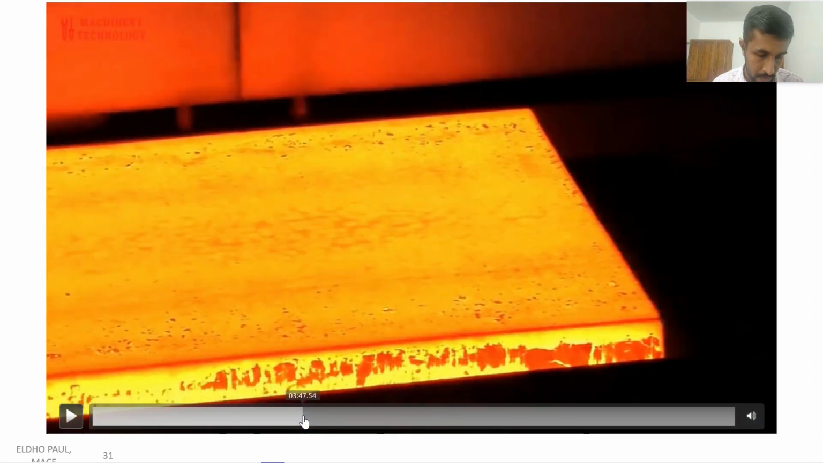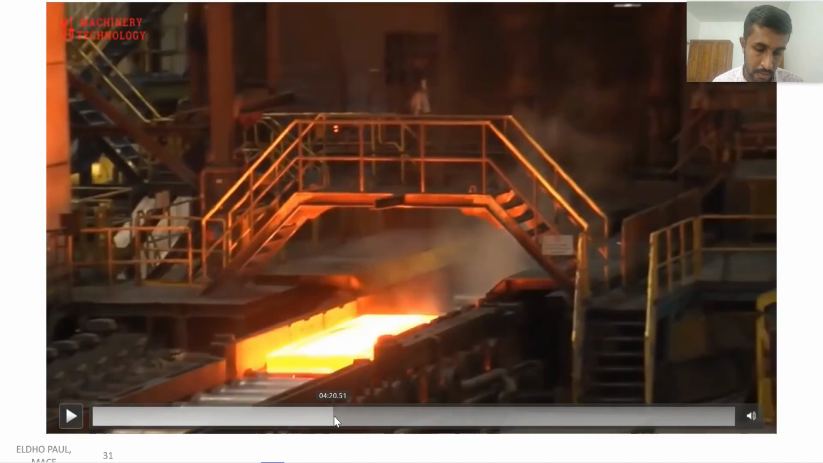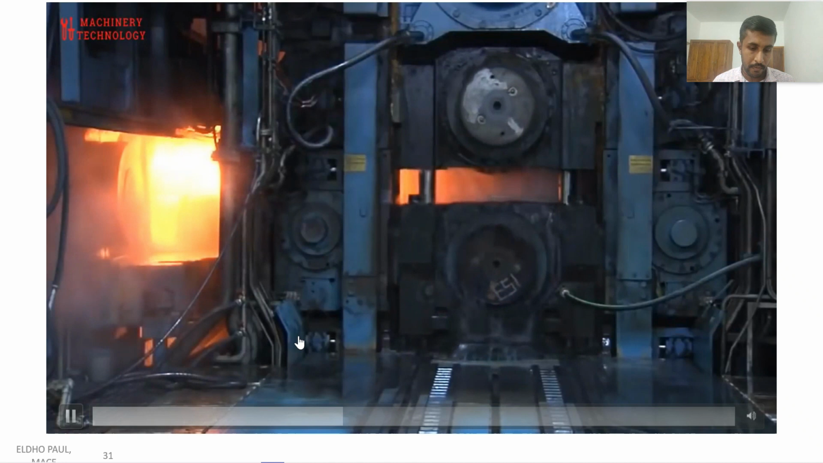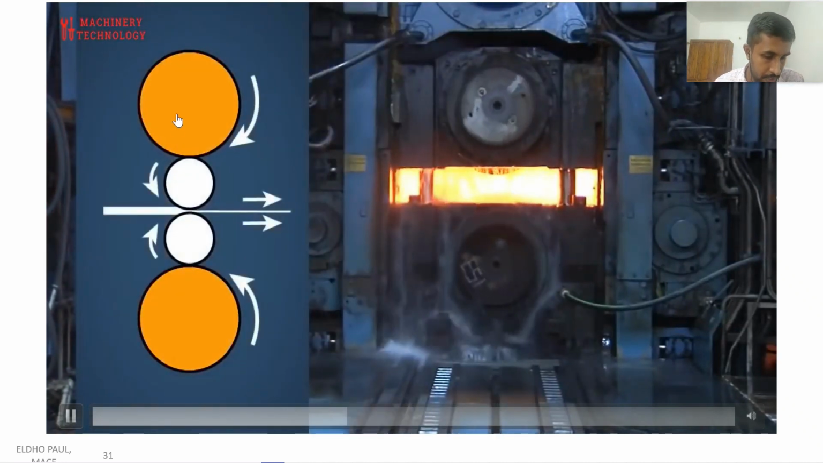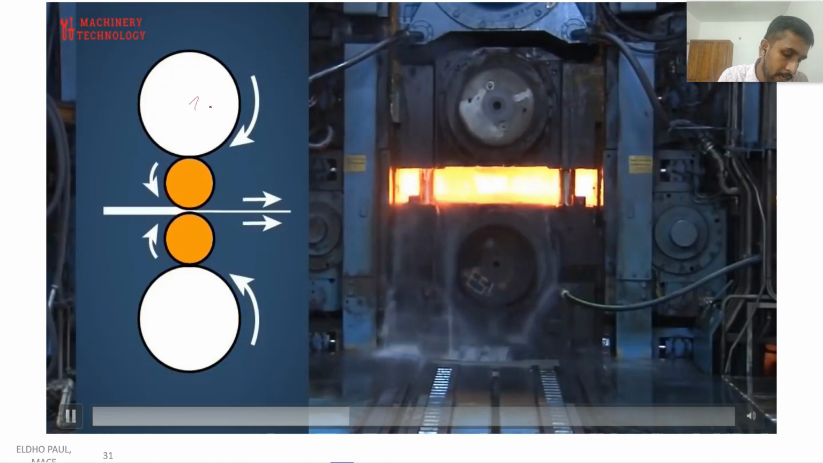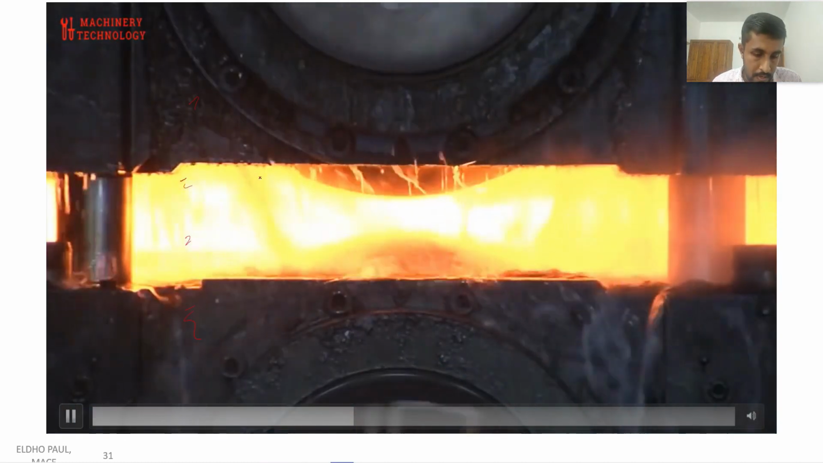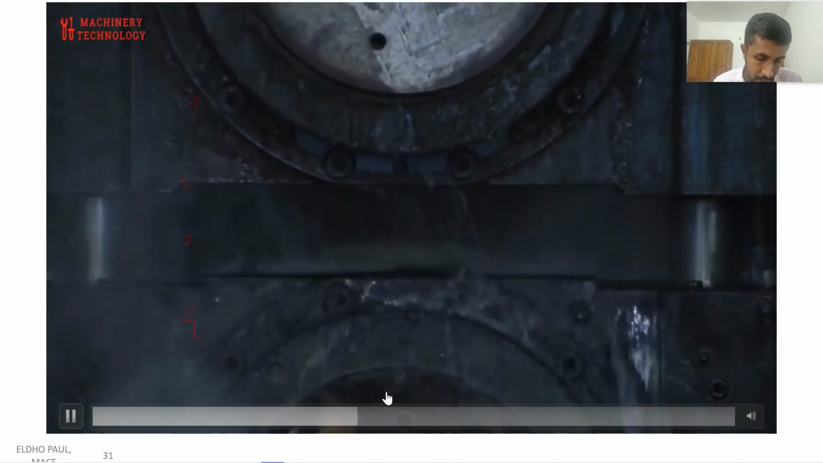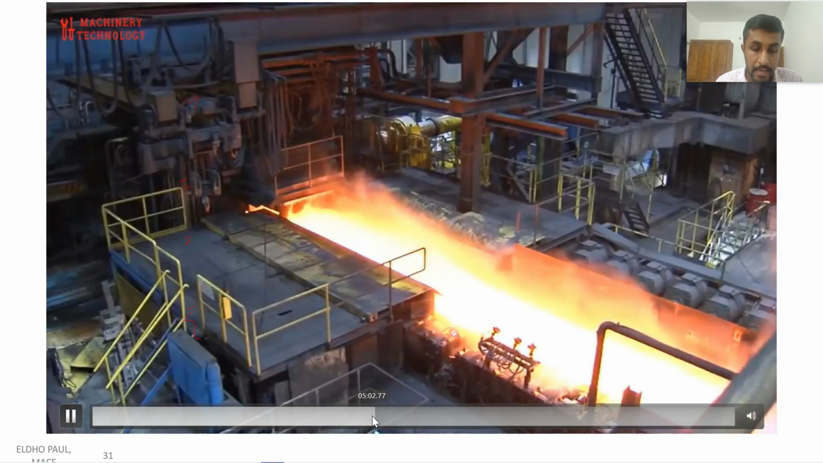And this is the hot rolling process. So this is the rolling. These are the backup rollers, this one and this one. The material is passing through the rollers. We do different stages. Standard milling is used to pass on reduction.